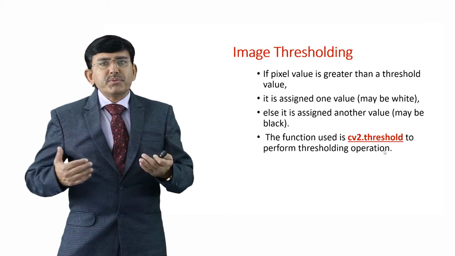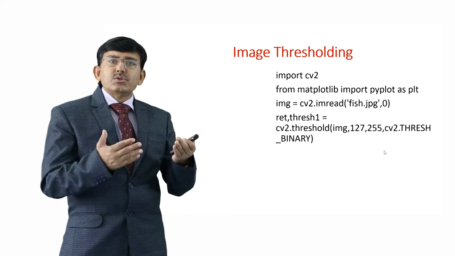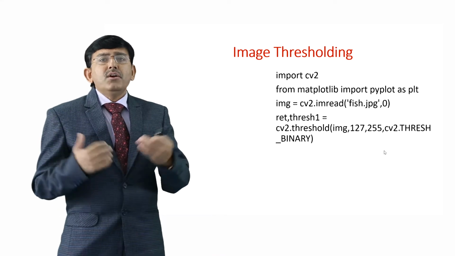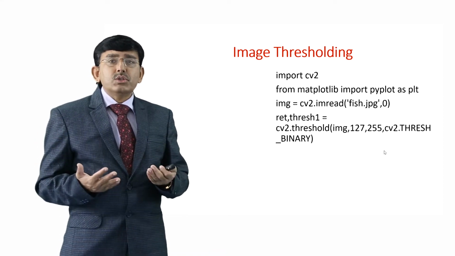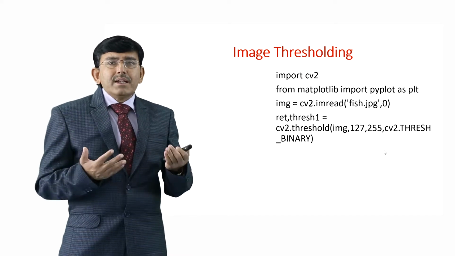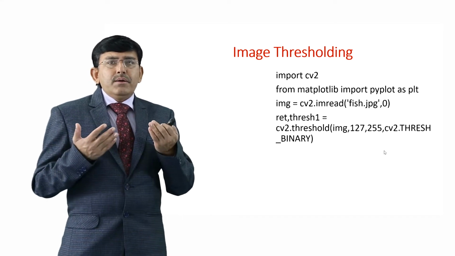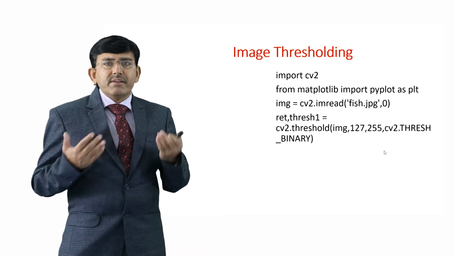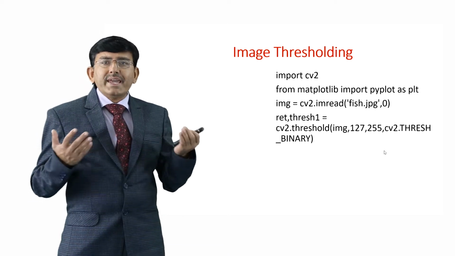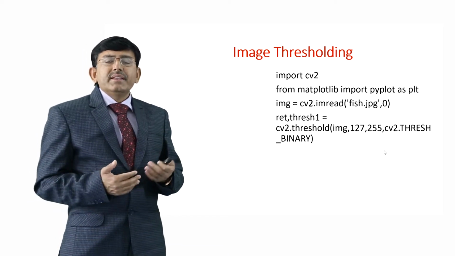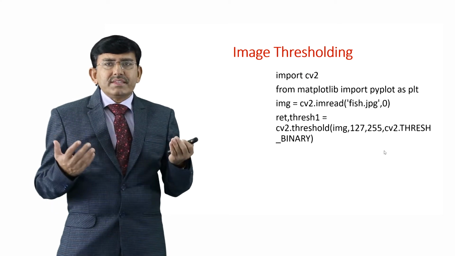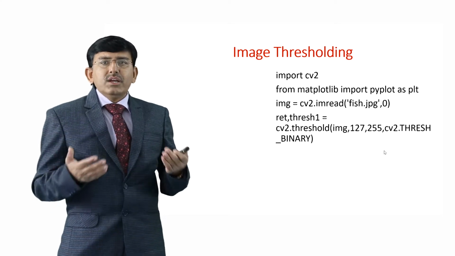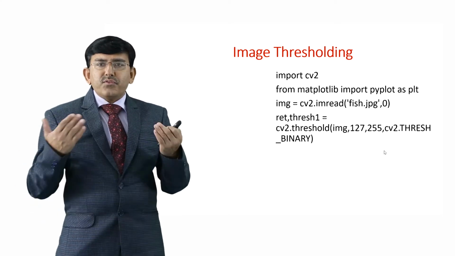Now we have some group of statements. First, to include the cv2 library in the program, the statement is import cv2. From matplotlib import pyplot as plt. img as a variable equal to cv2.imread to read the image. Then ret, thresh1 equal to cv2.threshold, used to get the thresholding from the image.